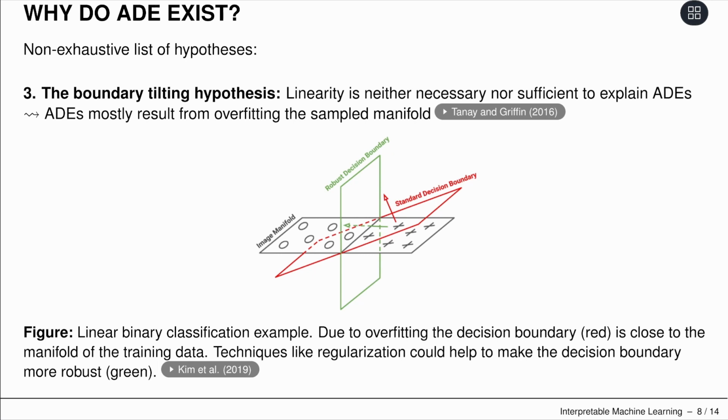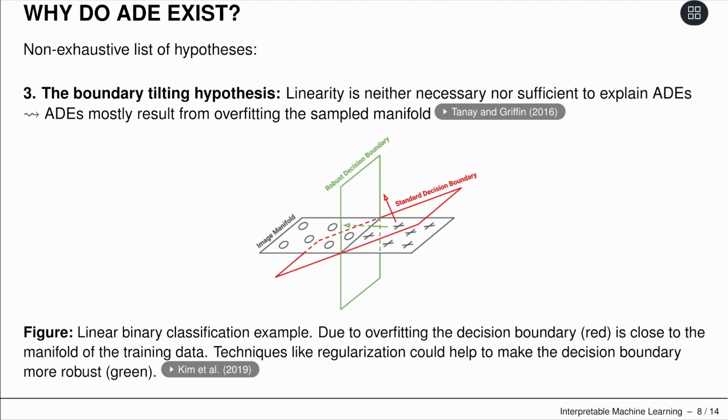Then there's also the boundary tilting hypothesis. So linearity is neither necessary nor sufficient to explain ADEs actually. This was shown in 2016. And ADEs mostly result from overfitting the sample manifold, right? And that's always a bit of a problem if you're going to deep neural networks, right? We like to do some kind of overfitting, so we really train for a long time. Even if training error goes to zero, we still continue training. And that sometimes leads to good things and sometimes to less good things.